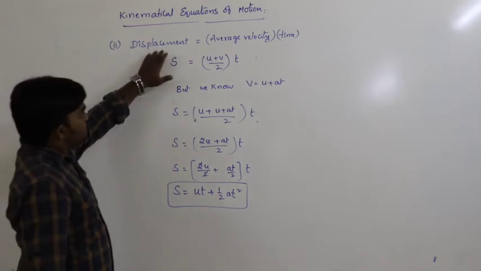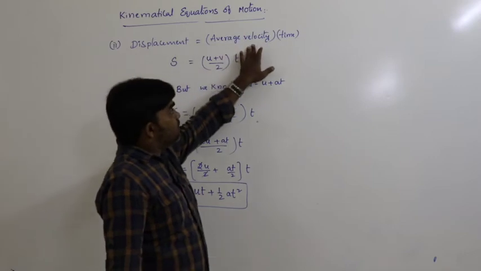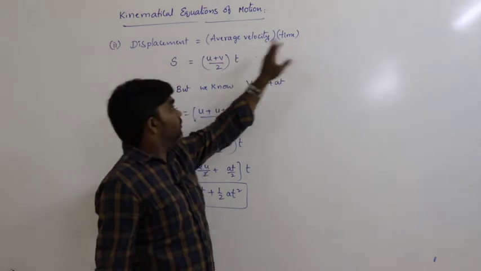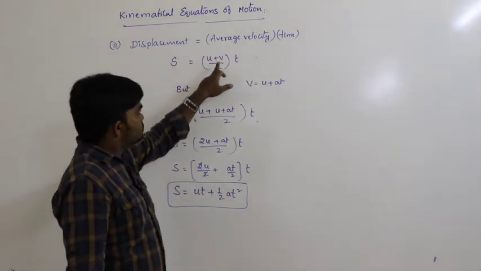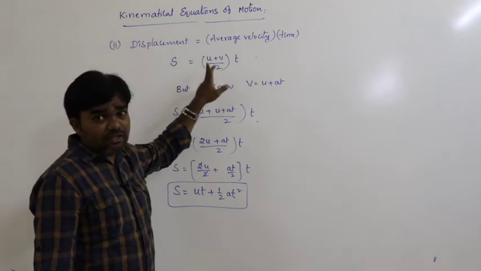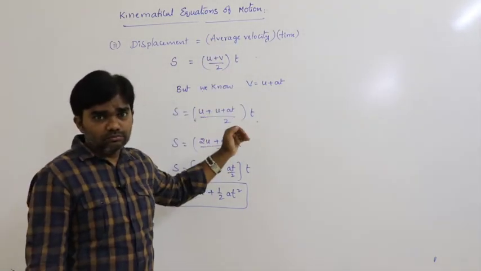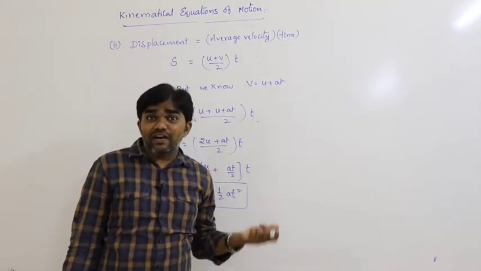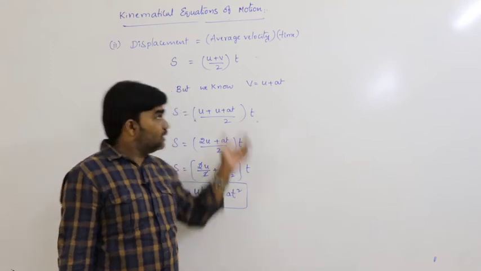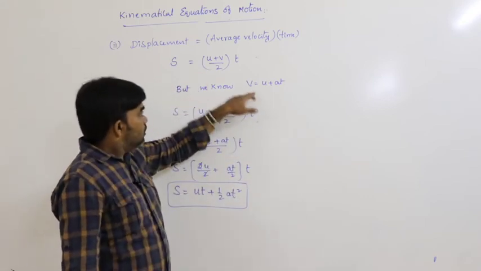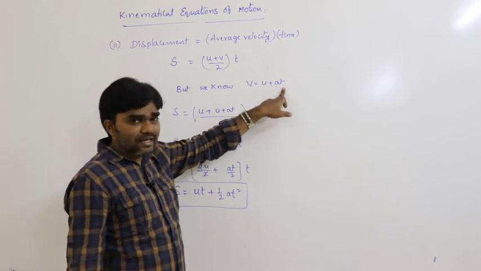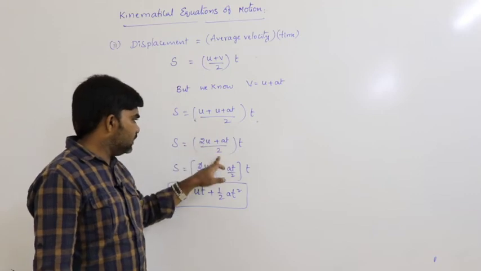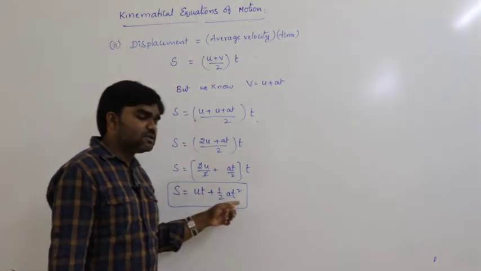So generally we know displacement is equal to average velocity into time. That's why S is equal to (U plus V) by 2, the average velocity. Average means initial plus final by 2. We have two velocities, initial velocity U and final velocity V. What is the average of those two? Initial plus final by 2. But we know the first equation of motion, V equals U plus AT, so that gives 2U plus AT. Based on this, S equals UT plus half AT square.